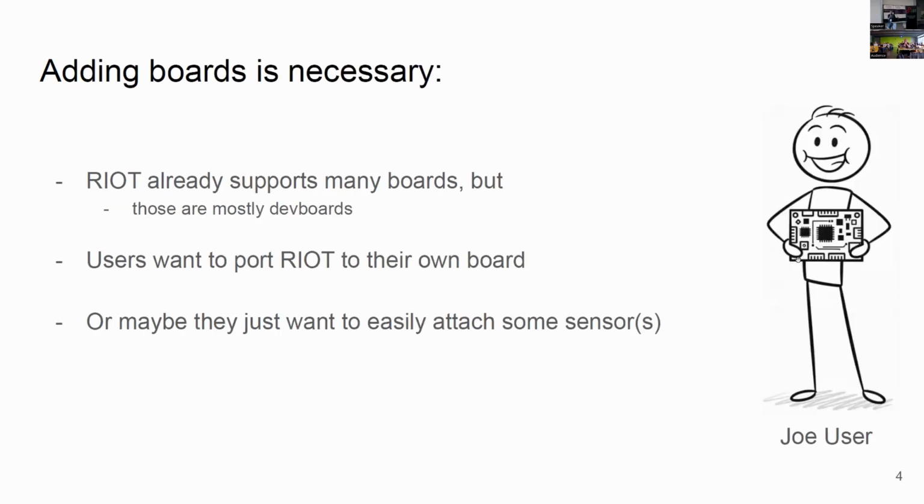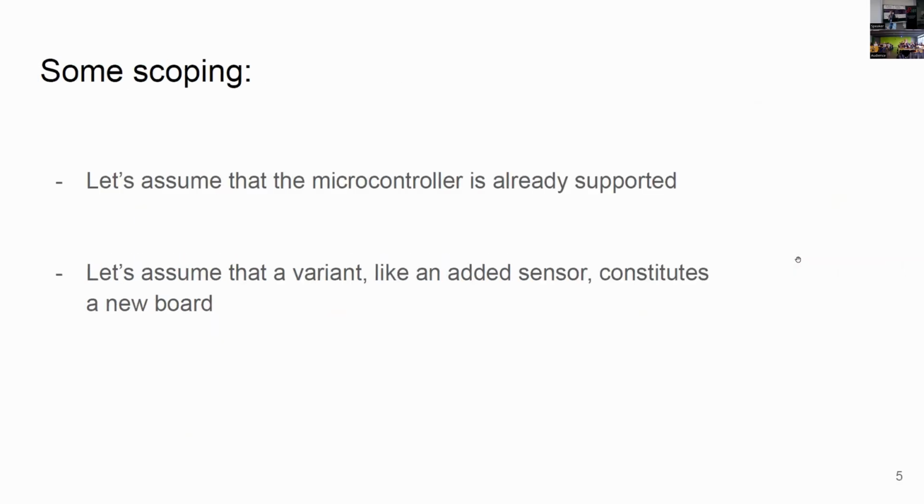Right, so adding boards. Well, it is necessary, right? RIOT runs already on a lot of boards. I counted 280. Matthias had 241 on the introductory slide, so let's say hundreds. But they're mostly dev boards, and so a poor user with his own board has to do something to make RIOT actually compilable. Or someone just takes a dev board and wants to attach a sensor, and that also changes the wiring of the board, so that needs to be handled somehow too.